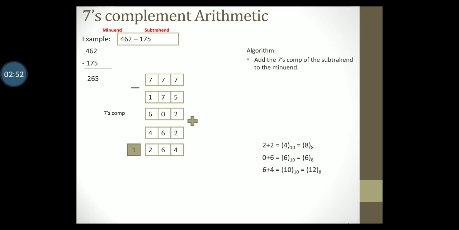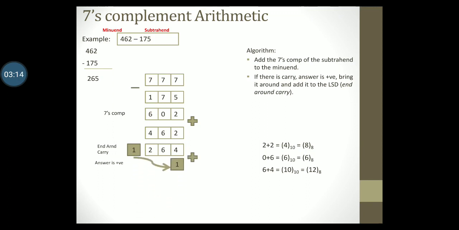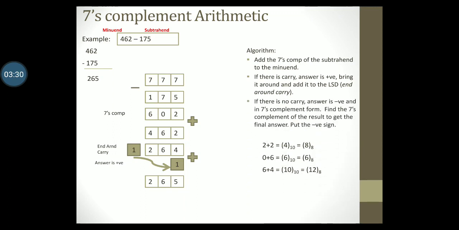I have highlighted this in grey. Now this carry is a special carry which is called the end around carry. The algorithm tells us that if there is a carry, then the answer is positive, which is pretty obvious since the first number is bigger than the second number. It also tells us to bring that carry around and add it to the LSD. So let's do that. Bringing the carry around and adding it to the LSD, we get 265, which is the answer that we are looking for. There is another step to do, but we will tackle that in another example.